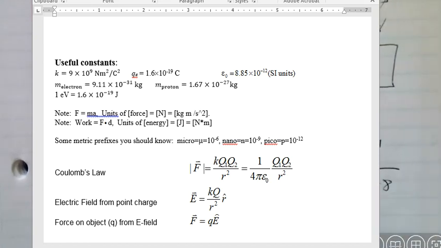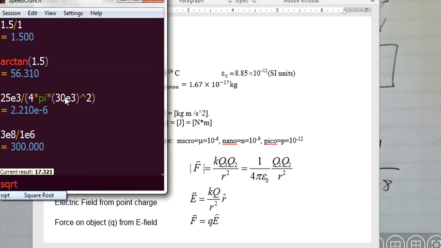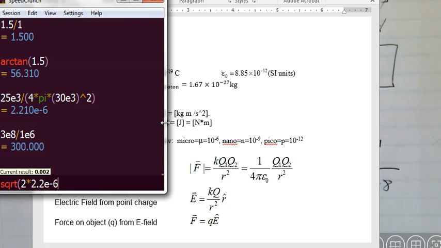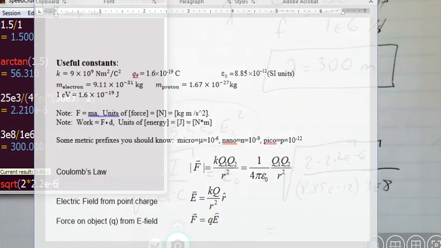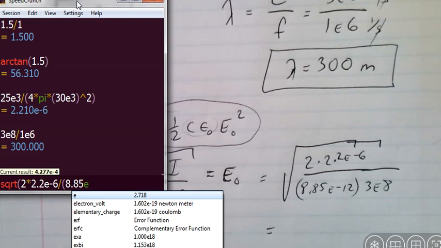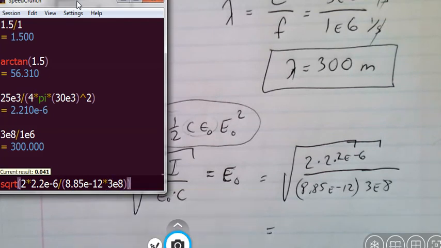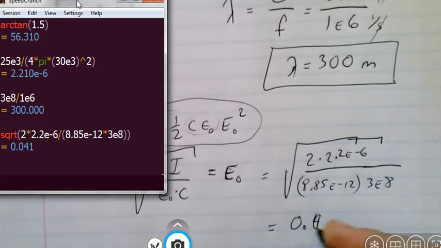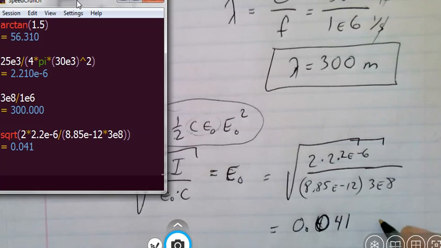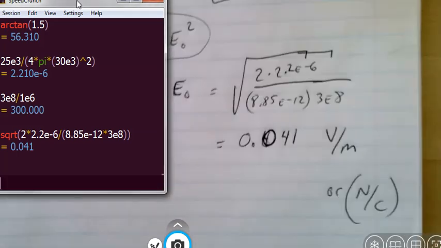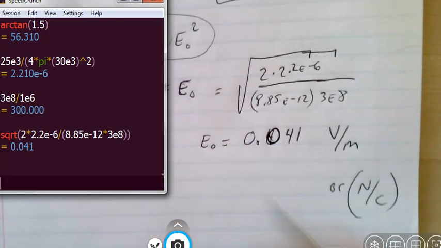So when we plug all these numbers in, we'll do the square root of 2 times 2.2 times 10 to the minus 6. Let me also minimize this one so you can see the equation that I have at the same time I'm typing it in. Divided by 8.85 times 10 to the minus 12 times 3 times 10 to the 8th. And if I plug all this in, I get 0.041. What are my units? Well, if you remember, the electric field is either in volts per meter or newtons per coulomb. Those are two equivalent ways of writing your electric field. So my electric field is equal to this.